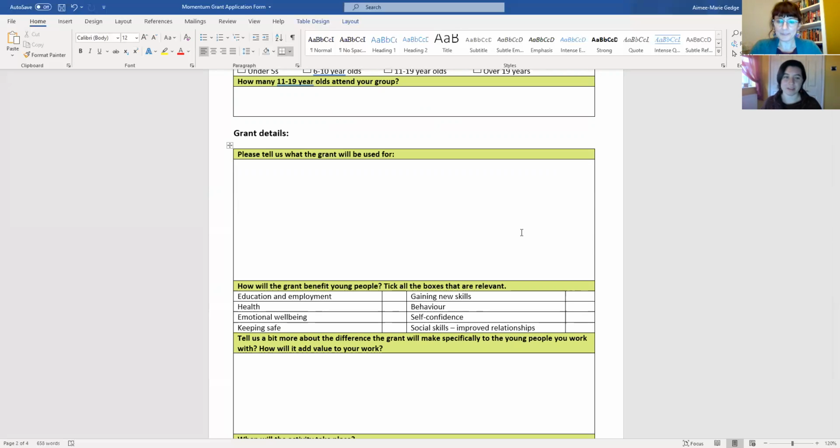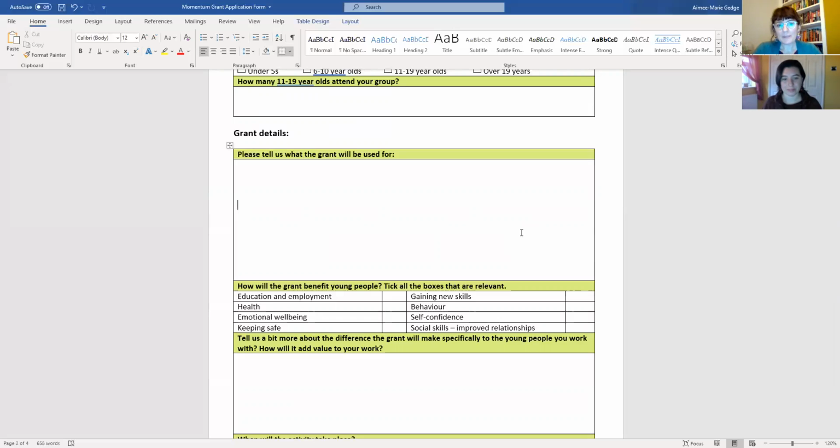It wouldn't be enough to say, we're going to use this money to buy some bean bags. You'd have to go into a bit more detail about why you've identified that your youth club needs bean bags. It might be that young people have asked for them because they think it will create a more welcoming space, rather than having hard plastic chairs that look like school chairs. It's not just about describing what you're going to buy, it's explaining the rationale behind it. Yeah, so just explaining a bit more.